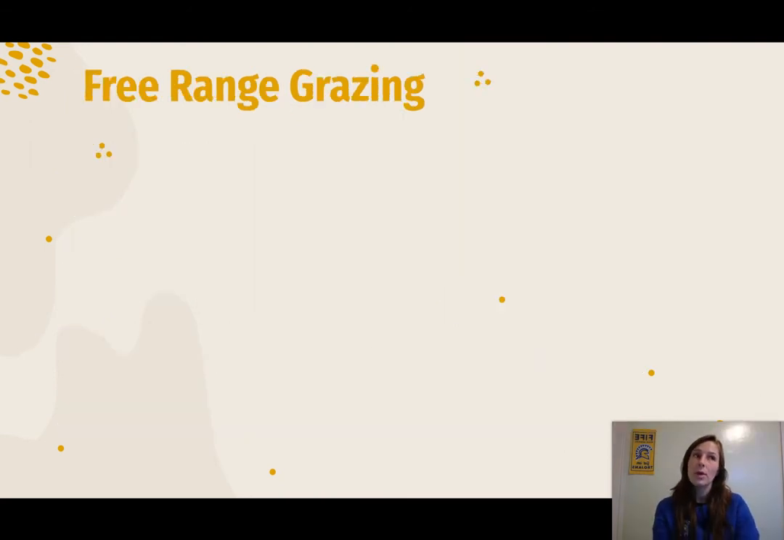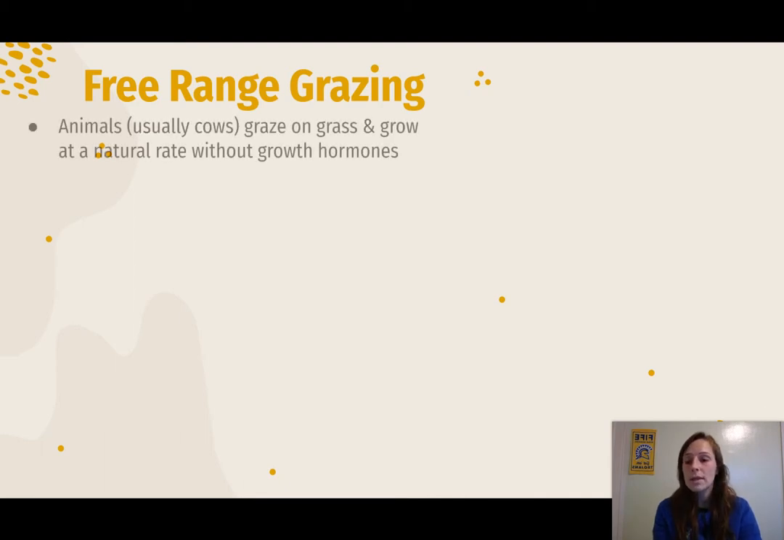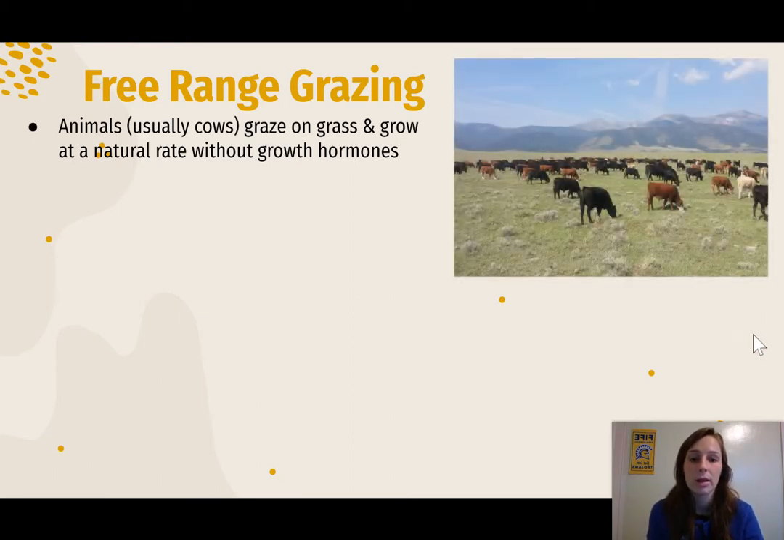So one of the ways that we can take away these manure lagoons is through free range grazing. This is where animals, usually cows, are going to graze on grass and grow at a natural rate without growth hormones. The FDA actually has regulations for if people are calling their animals free range. There are certain specifications that they need to meet, and so the hormones that they can use, that kind of stuff, is also going to be regulated.